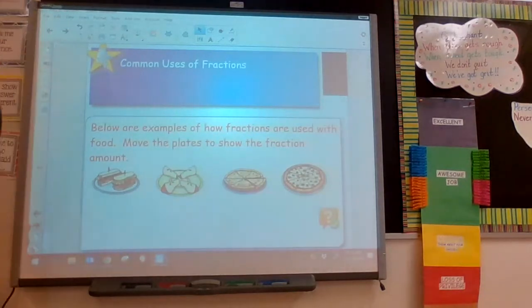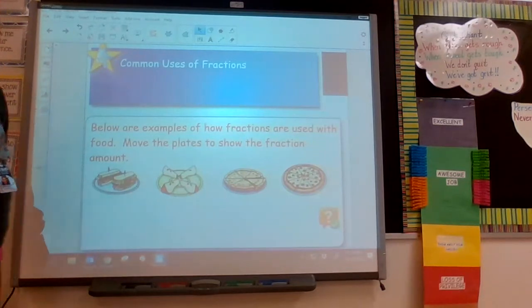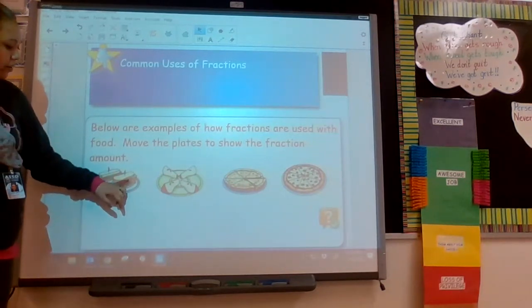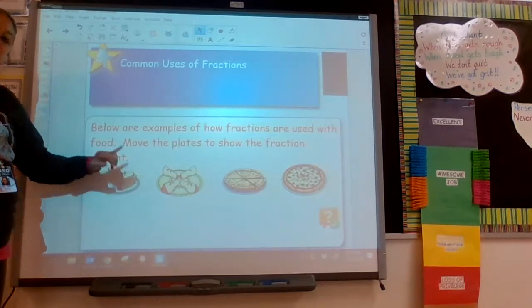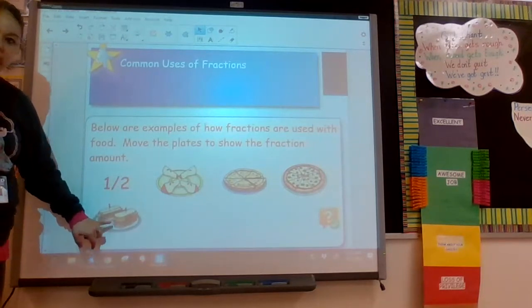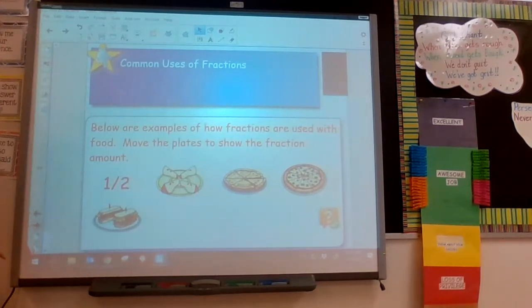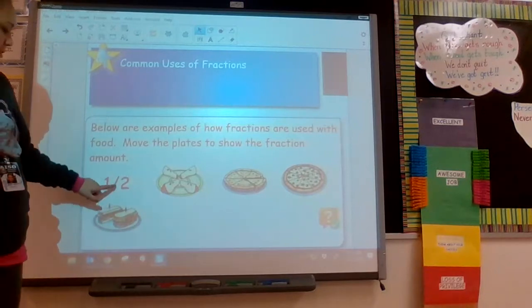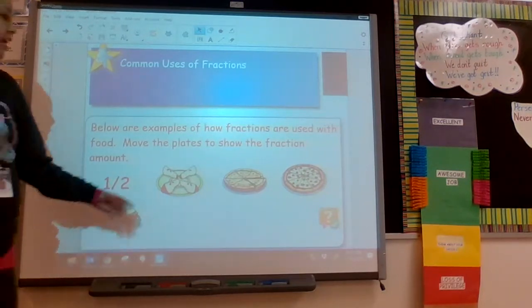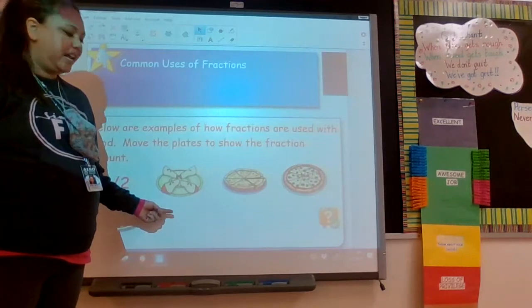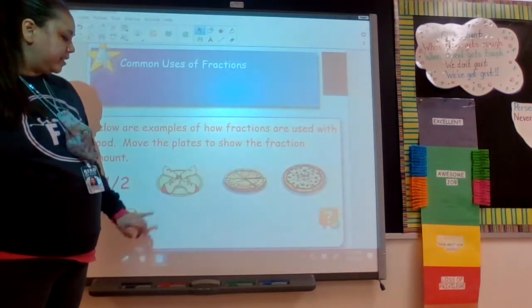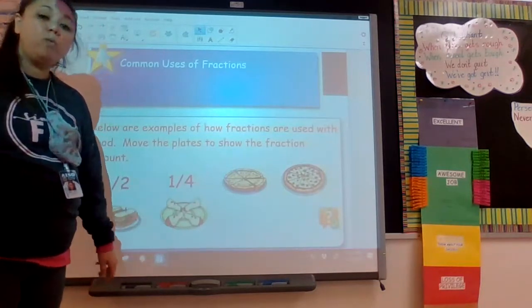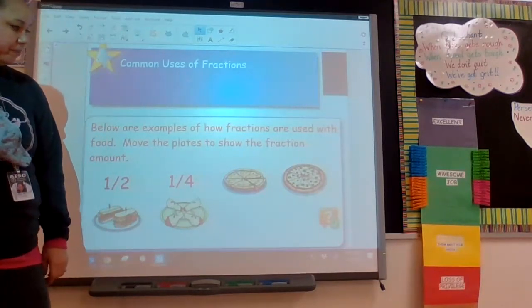Below are some examples of how fractions are used with food. Move the plates to show the fraction amount. If I was to put this sandwich together, I would have a whole sandwich. If I just talk about one piece, I would have 1/2 of the sandwich, one piece out of 2. Here they took an apple, and it is in 4 equal parts. So one of those pieces would represent 1/4 of the apple.